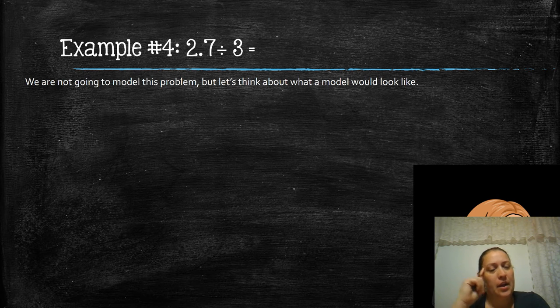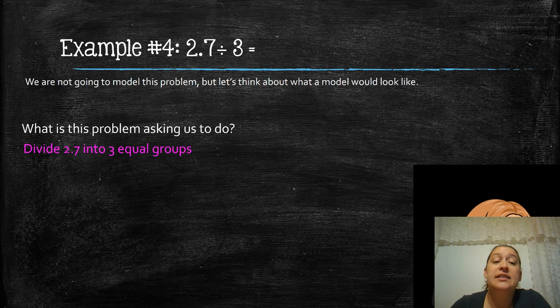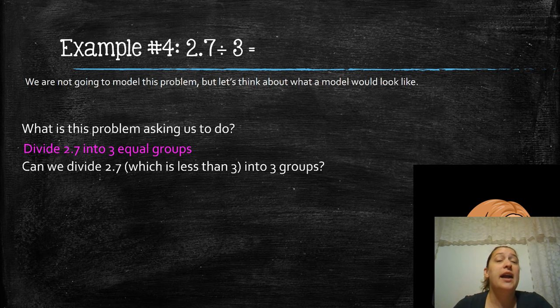Now let's think. Our next problem is 2 and 7 tenths divided by 3. Again, we're not going to model this problem, but let's think about what a model would look like if we were to model it. What is this problem asking us to do? It's asking us to divide 2.7 into 3 equal groups. Can we divide 2 and 7 tenths, which is less than 3, into 3 groups? No, we can't.